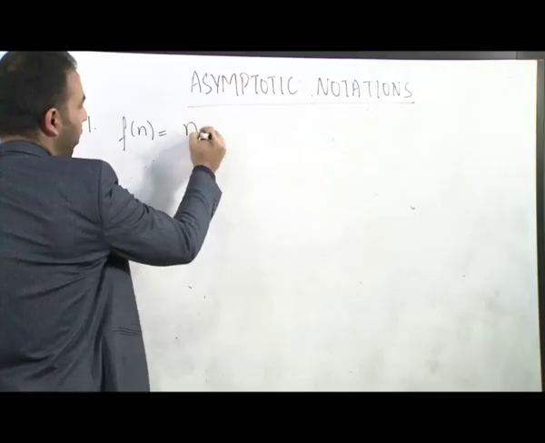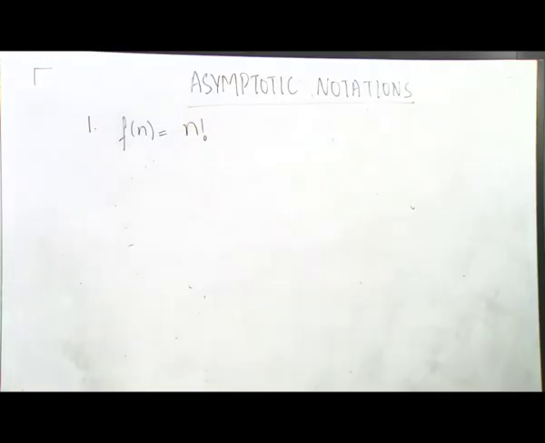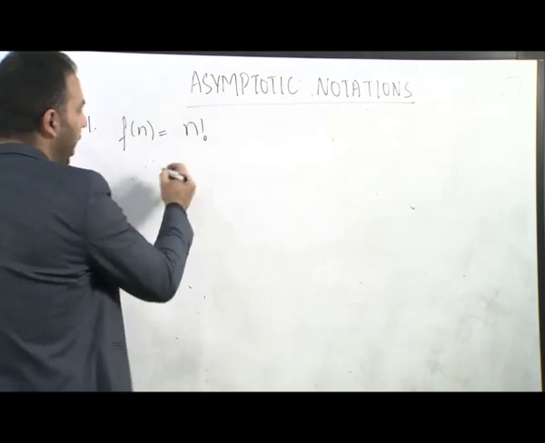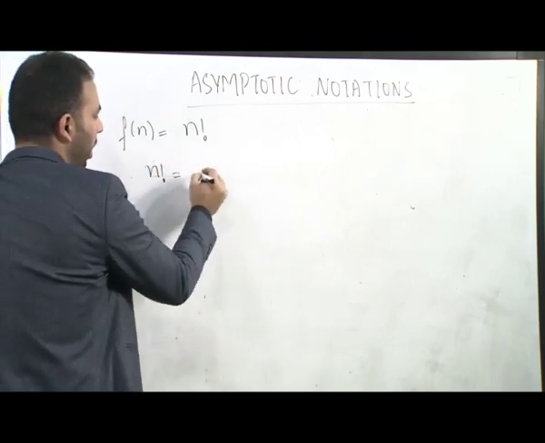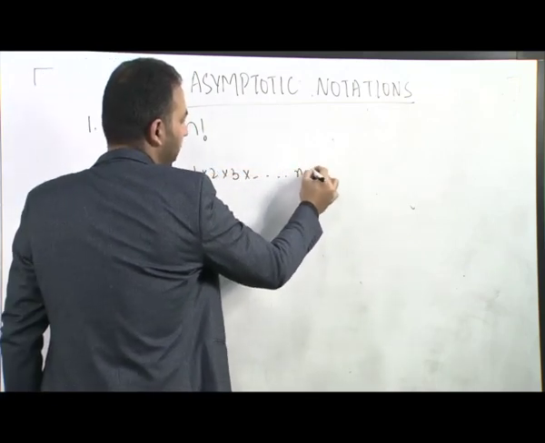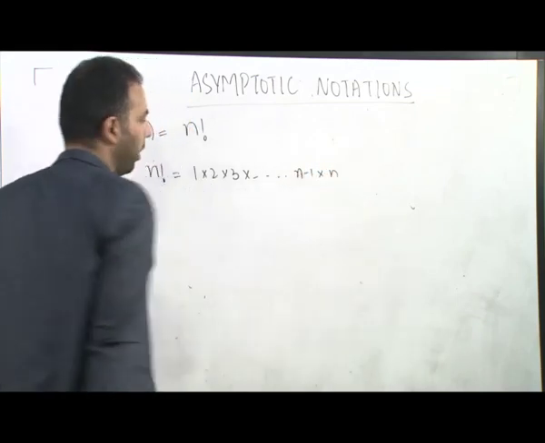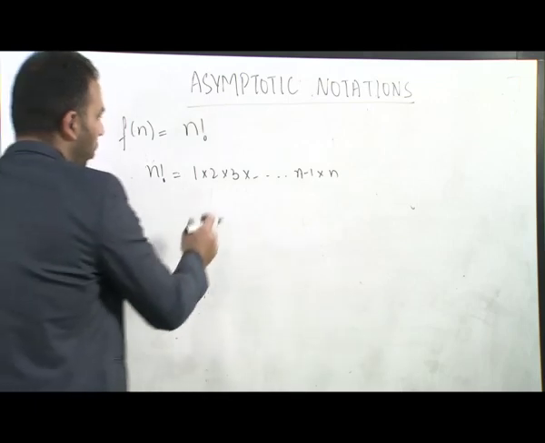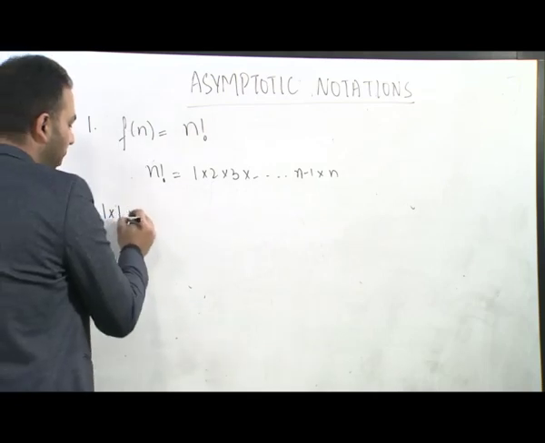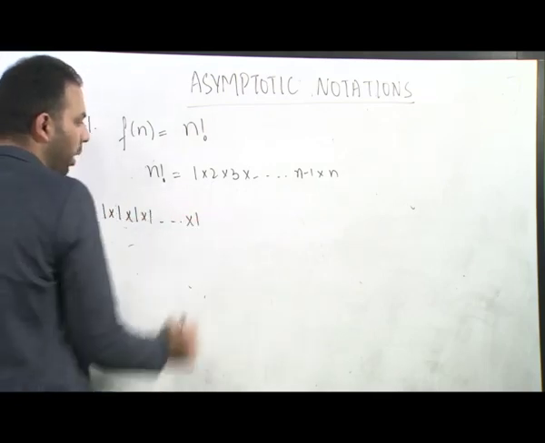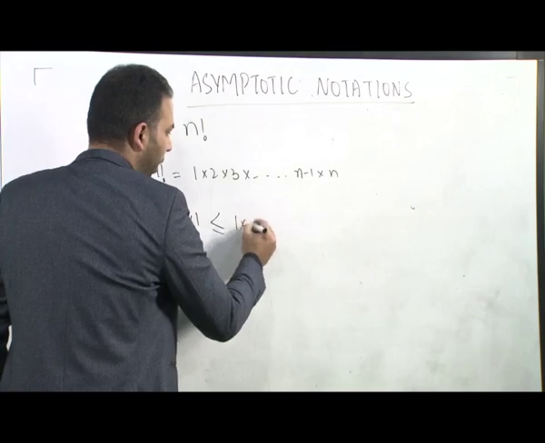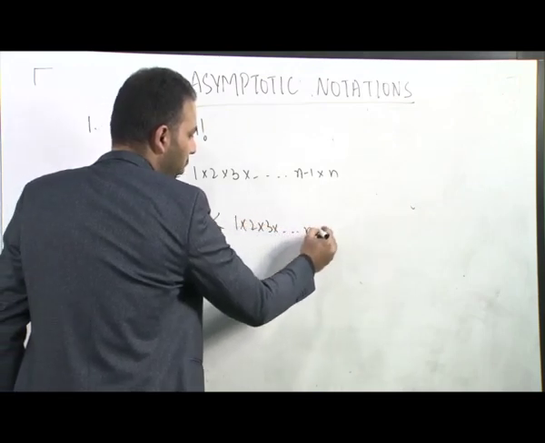So, say we have n factorial. We want to see the upper and lower bounds for it as well as the tight bound, that is your theta. We know what n factorial actually means. N factorial means 1 multiplied by 2 multiplied by 3 and so on up to n minus 1 and then multiplied by n. If I replace each value with 1, say I write 1 multiplied by 1 multiplied by 1 and so on, it will obviously be less than or equal to this, that is 1 multiplied by 2 multiplied by 3 and so on up to n.